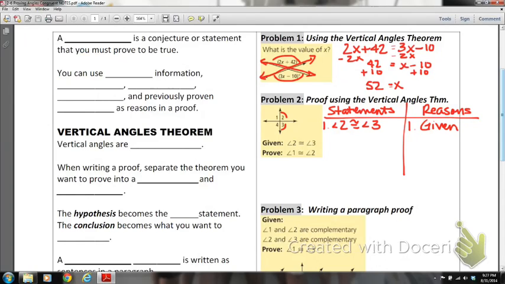So the second statement that we can make by looking at the diagram, we can observe that we have vertical angles. Angles 1 and angle 3 are vertical angles because they're two angles formed by two straight lines, or their opposites. Their sides are made up of opposite rays. So we can make the statement that angle 1 is congruent to angle 3 because of the vertical angles theorem.